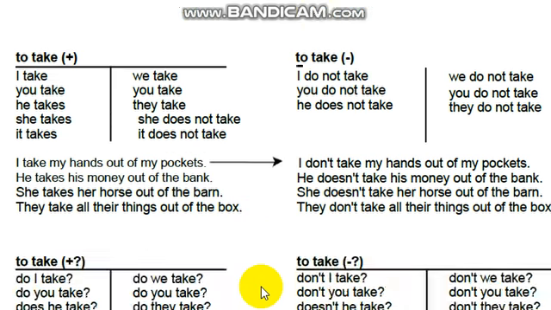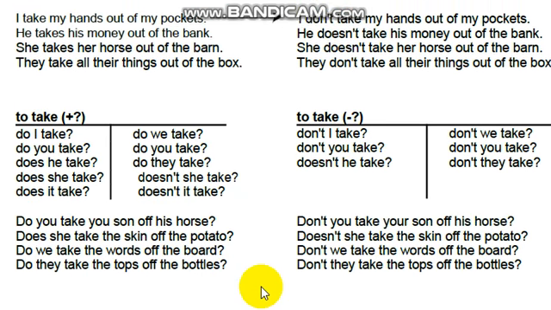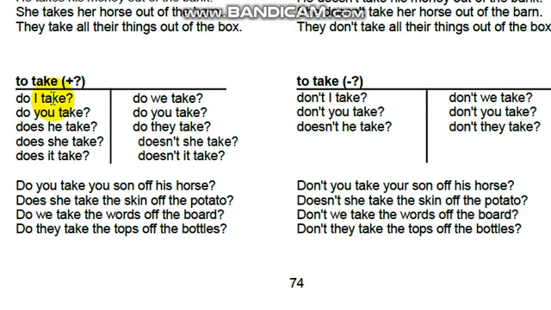Now let's look at the positive question and the negative question. Okay? So the same way as the other one. Do, and then he, she, it becomes does. Okay? We, you, they stay the same. Don't, you don't. He, she, it becomes doesn't. We, you, they stay the same. Abbreviation, contraction.